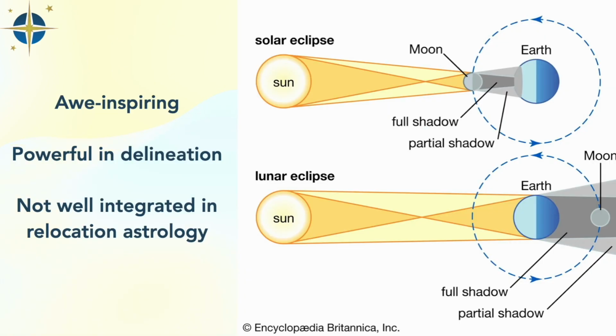So let's get started. Both solar and lunar eclipses, two awe-inspiring natural phenomena, are well known in astrology as markers of significant change. However, they are not fully integrated into astrocartography analysis in most classical software due to technical limitations.